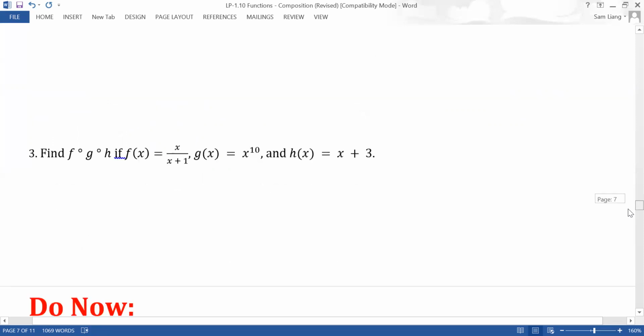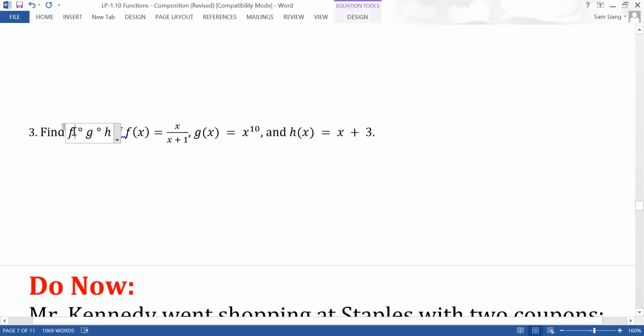And then question 3, we're going to evaluate the composition functions of 3 functions. Okay, so you'll also see that this won't be that bad.